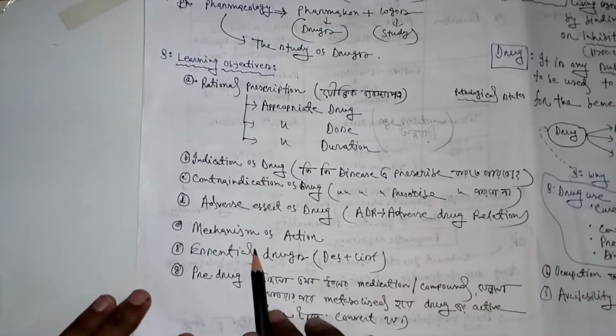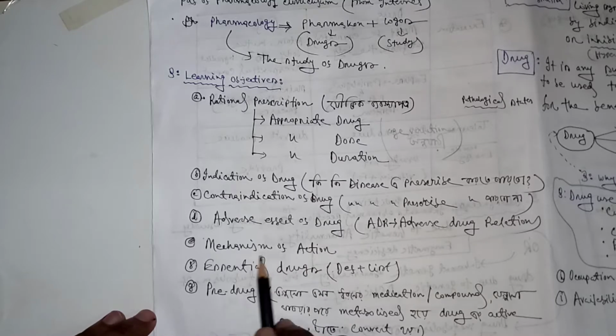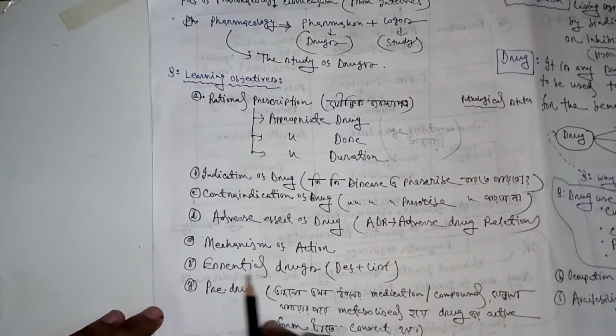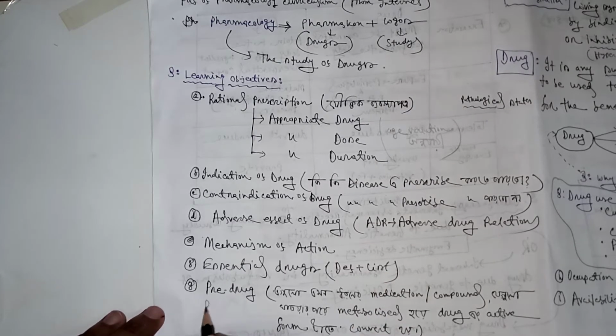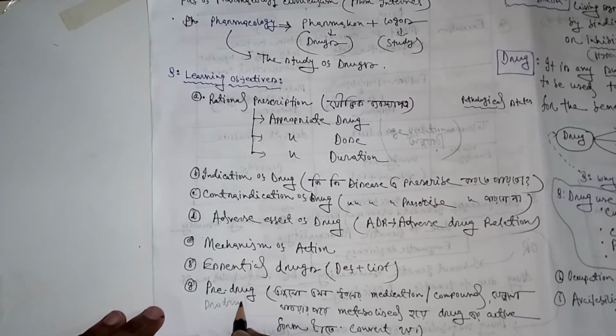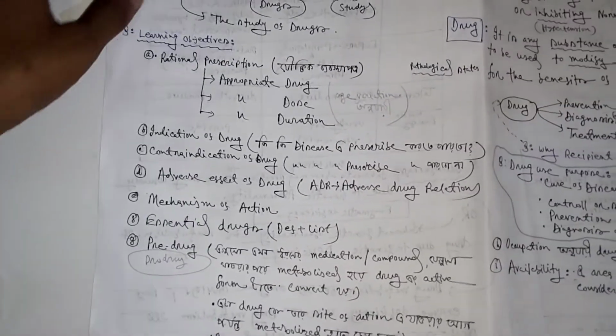Okay, then learning objectives: mechanism of action, we can get to know the mechanism of action of the drug. Then essential drugs, the definition and the list of essential drugs are needed here. And prodrug, the term is actually prodrug. So what is a prodrug actually?